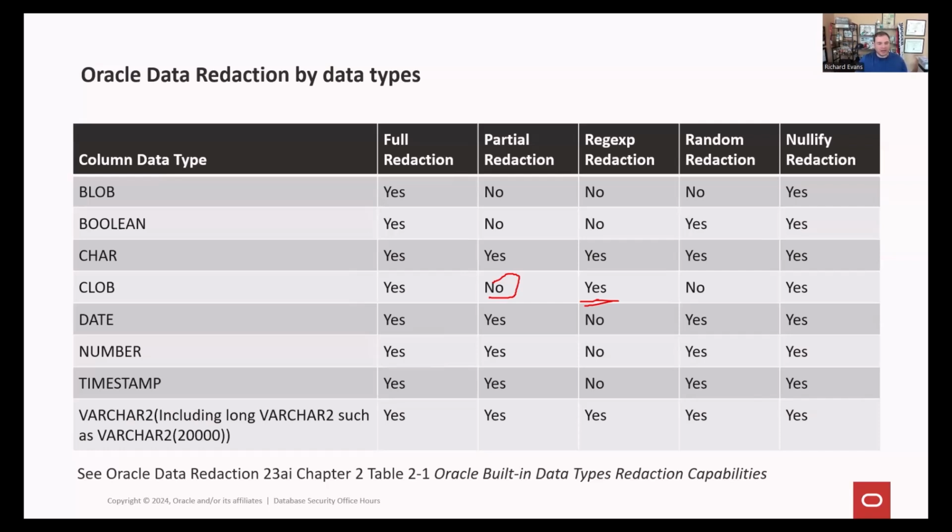But what I'd encourage you to do is to take a look at this new documentation we've published. So we've got the 23 AI book for data redaction that's split out from the TDE documentation now. And you can go take a look at table 2.1 for the built-in data types and the redaction capability there. So generally speaking, data redaction is available for the major data types that you're going to be using, right? Blobs, clobs, numbers, date, timestamps, varchar, characters. Data redaction is available to you for at least full and nullify redaction.